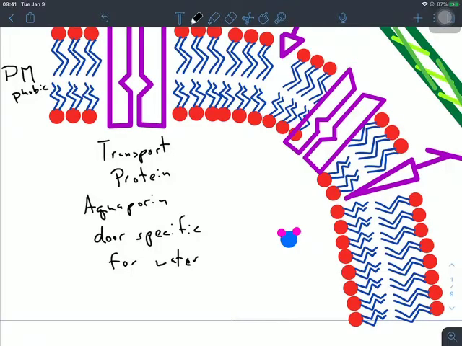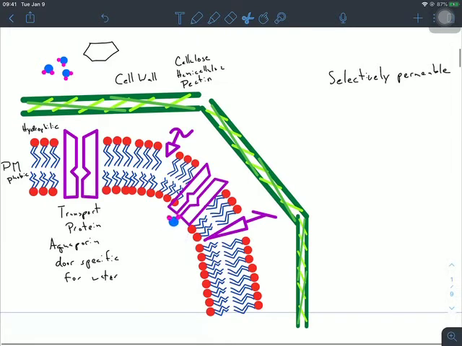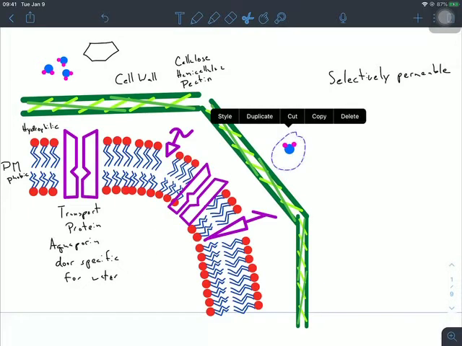And water will be able to go in or out through these aquaporin transport proteins. It's constantly going to be able to move across the plasma membrane based on where it has its differential pressure through diffusion. So it'll be going to places where water is lower in concentration from places where it is higher in concentration.